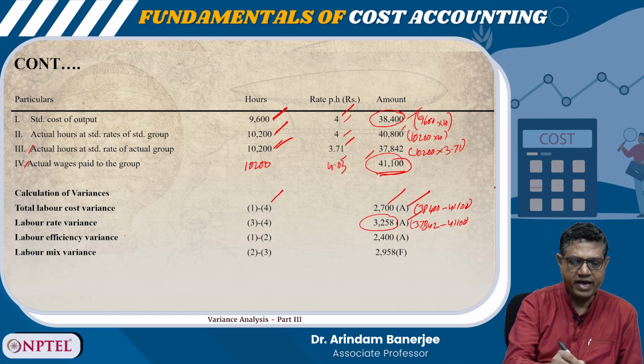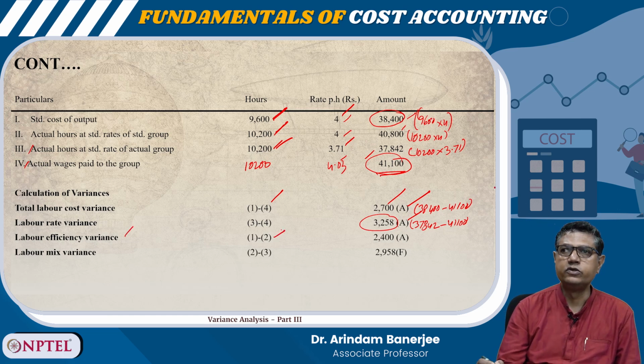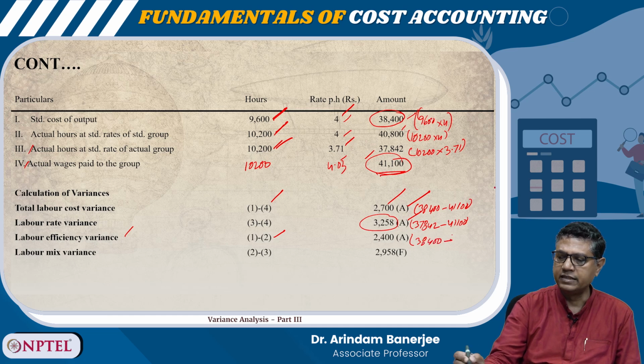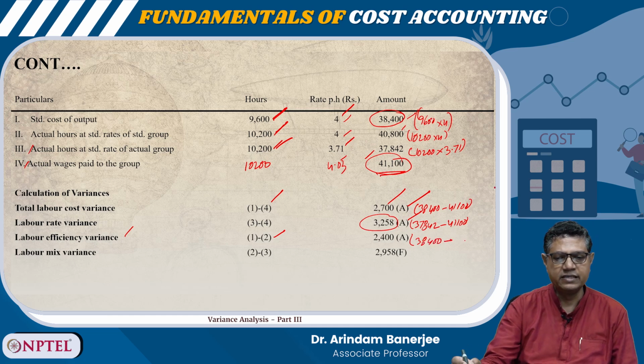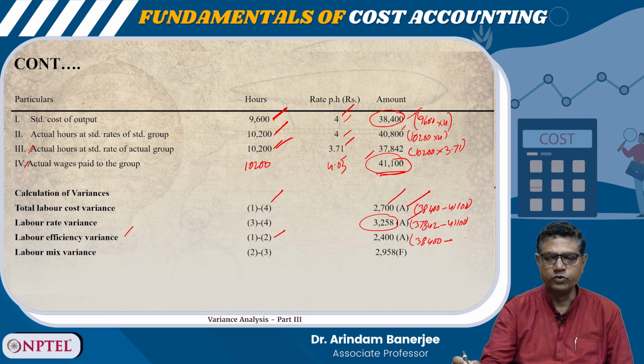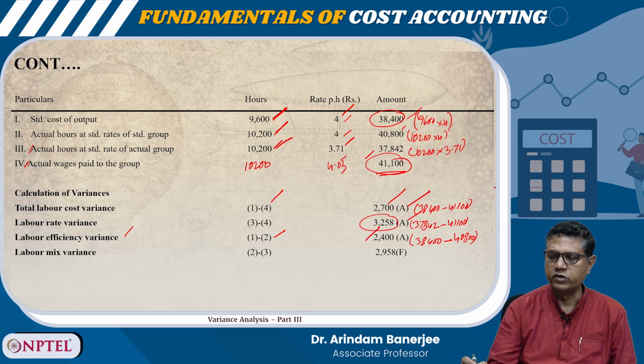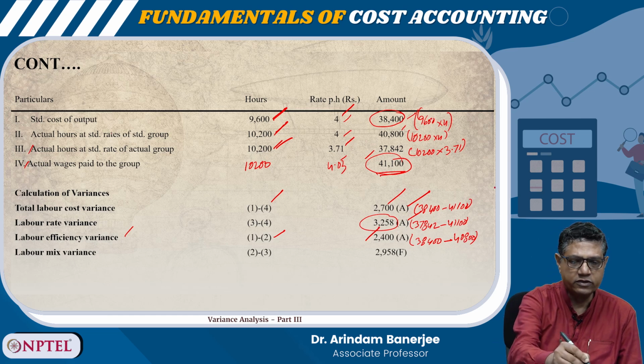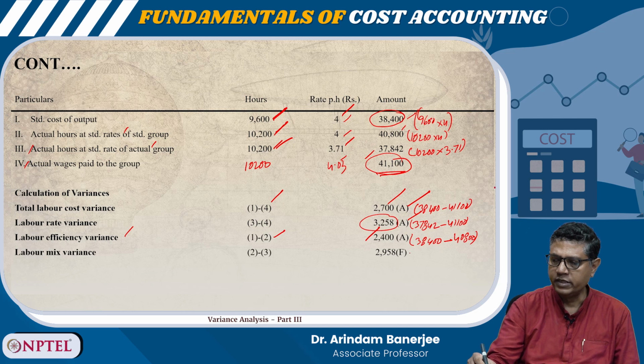And labor efficiency variance we can calculate 1 minus 2. 1 is the standard cost of output, so it is 38,400 minus 40,800, so it is 2,400 adverse. And the labor mix variance we can calculate 2 minus 3. 2 minus 3 is 40,800 minus 37,842. So it is 2,958 favorable.